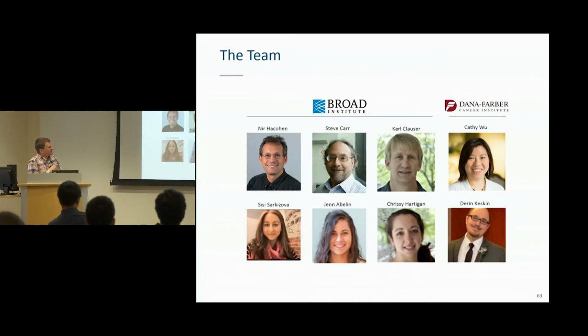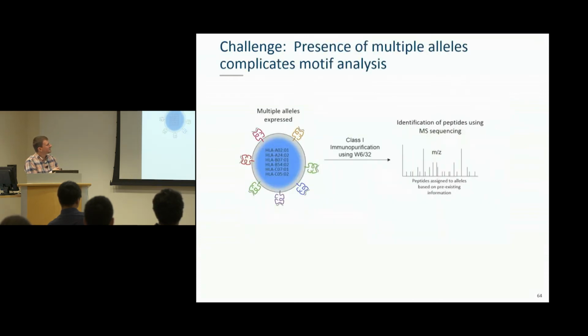So the team that worked on this, the PIs were Nir Hacohen, Steve Carr, and Kathy Wu at Dana-Farber. Sisi and I worked closely together. Jen did the mass spec work. She's now with me at Therapeutics. And Chrissy and Darren, they worked on kind of taking care of the cells and the biochemistry. And Carl Klauser, who was on the 5th floor of the Broad, worked on the mass spec aspects, the data search aspects of the mass spec.